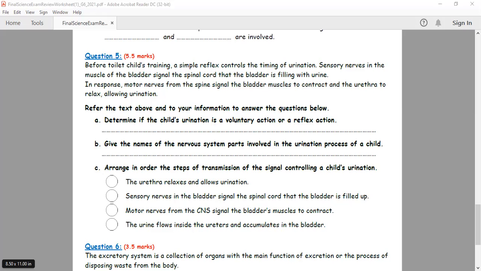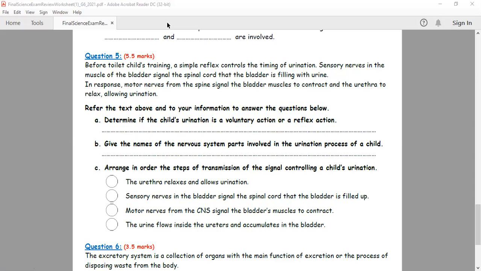Okay. Before toilet training, you know that children cannot control their urination. For this reason, they wear diapers, right? Since urination happens without them thinking of it, they cannot control it. A simple reflex controls the urination. Sensory nerves in the bladder, okay, focus. The sensory nerves in the bladder take the message to the brain or to the spinal cord, sorry, telling the spinal cord that the bladder is full.